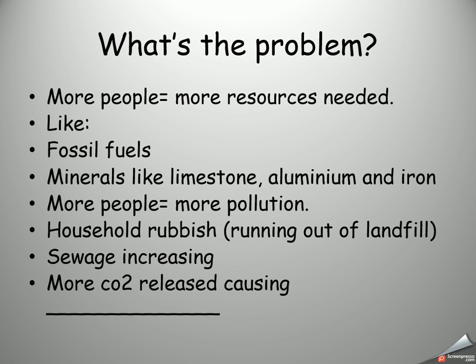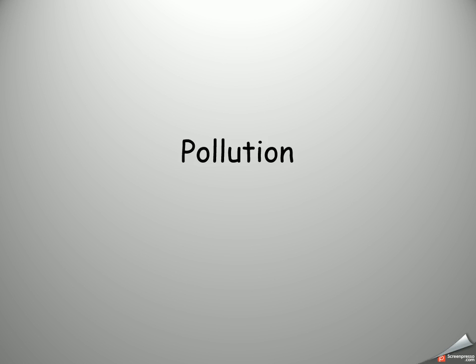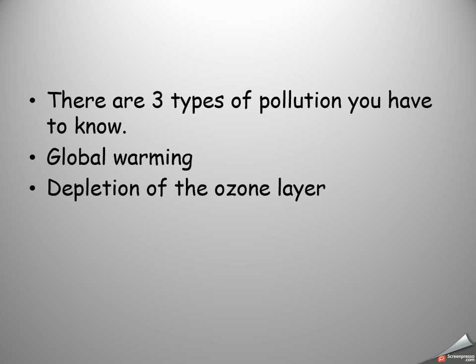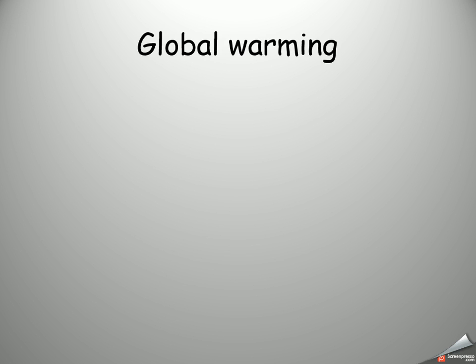I know you're shouting out the screen right now. Yes, you're right. It is global warming. Boo to the people listening to this that said it was something to do with the ozone layer. Bad. No, CO2 is global warming. Okay, so more on pollution. There are 3 types of pollution that you have to be aware of that are linked to an increase in population. Number 1, global warming. Number 2, depletion of the ozone layer. Depletion just means that the ozone layer is getting thinner in parts. And acid rain. So let's look at all 3 of those.